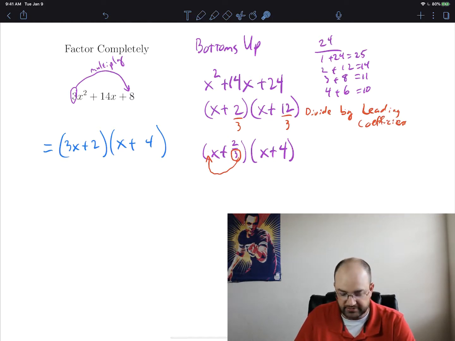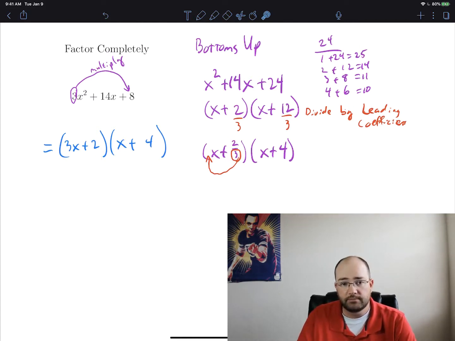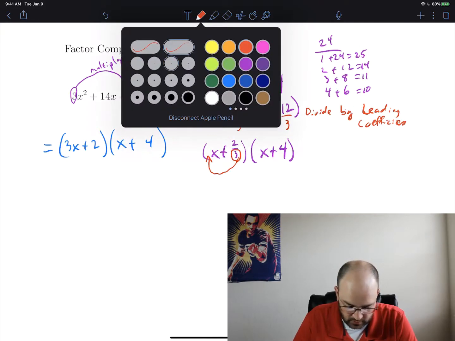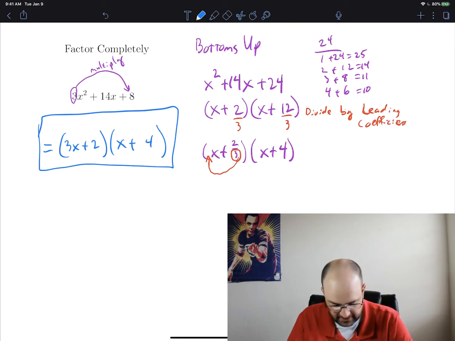Well, it doesn't really go away. It goes in front there. But notice that that's exactly what we got here. 3x plus 2, x plus 4. Bottoms up works. Not only does it work, I actually recommend that you use it. A lot of people find that much easier than just trying to guess and check.